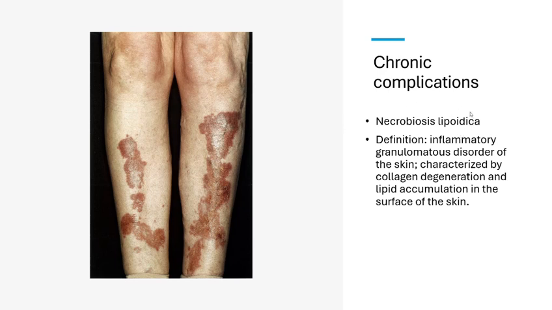Coming to chronic complications, here we see necrobiosis lipoidica. It is one of the chronic complications seen in diabetes. Here there is collagen degeneration and lipid accumulation on the surface of the skin. Actually, it is an inflammatory granulomatous disorder of the skin, in which collagen degeneration and lipid accumulation are seen. In this picture, you can have a look.